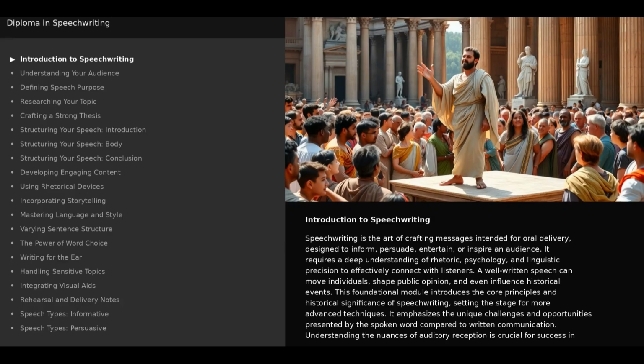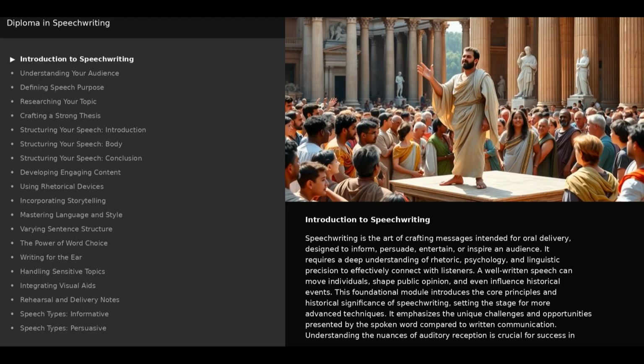Introduction to Speechwriting. Speechwriting is the art of crafting messages intended for oral delivery, designed to inform, persuade, entertain, or inspire an audience. It requires a deep understanding of rhetoric, psychology, and linguistic precision to effectively connect with listeners. A well-written speech can move individuals, shape public opinion, and even influence historical events. This foundational module introduces the core principles and historical significance of speechwriting, setting the stage for more advanced techniques.